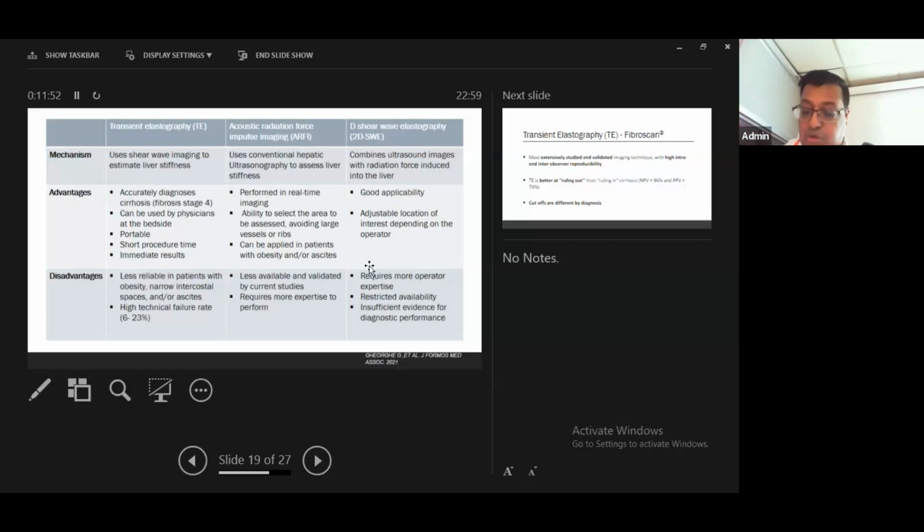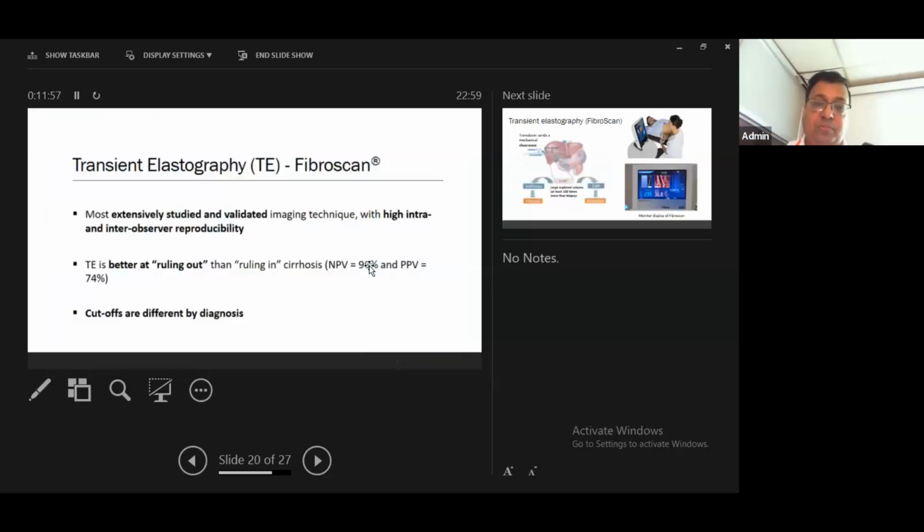FibroScan is the most commonly used non-invasive test for assessment of liver fibrosis. Transient elastography is the most extensively studied and validated imaging technique, with high intra- and inter-observer reproducibility. Transient elastography is better for ruling out cirrhosis than ruling in cirrhosis. That means the negative predictive value of FibroScan is higher in comparison to the positive predictive value.